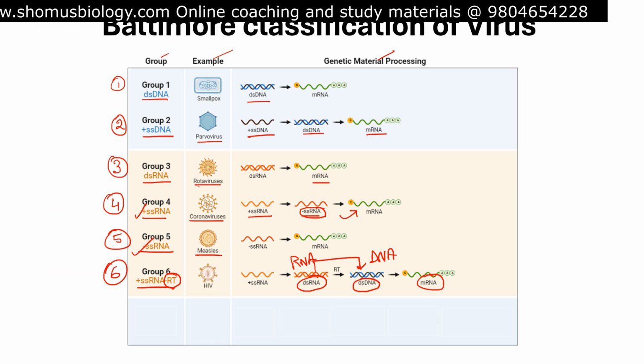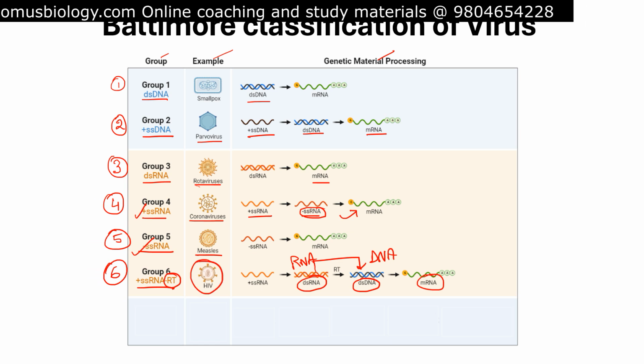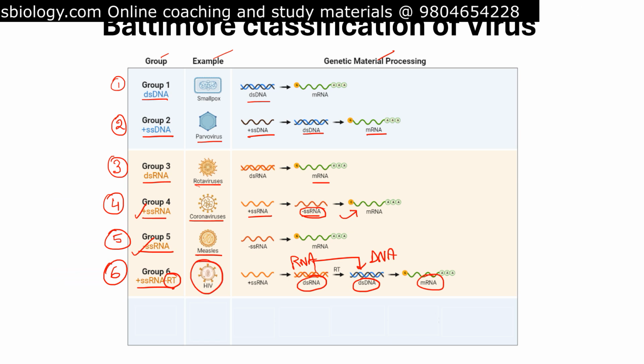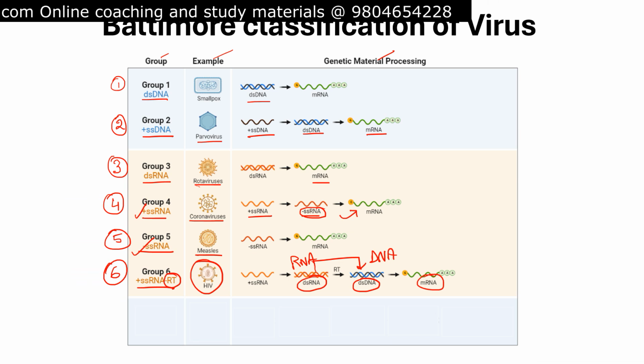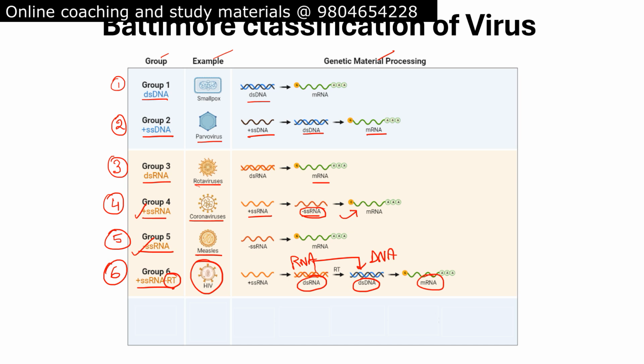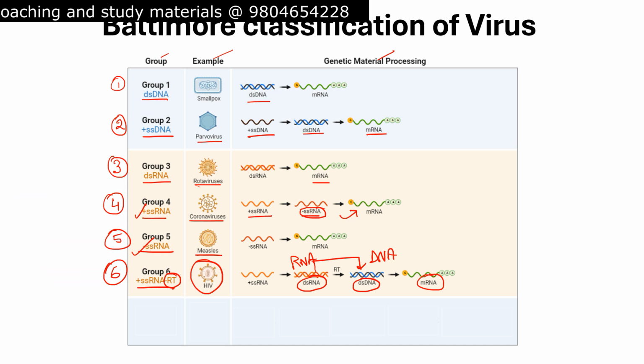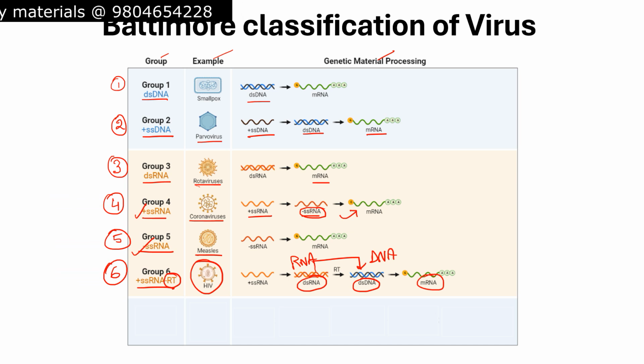The example is HIV, a retrovirus that starts with this RNA, the single-stranded RNA, a plus single-stranded RNA virus like coronavirus. But in its life cycle inside the eukaryotic cell, the HIV single-stranded RNA will be converted to double-stranded RNA, that is converted to double-stranded DNA. Then the double-stranded DNA is capable of making mRNA via transcription.